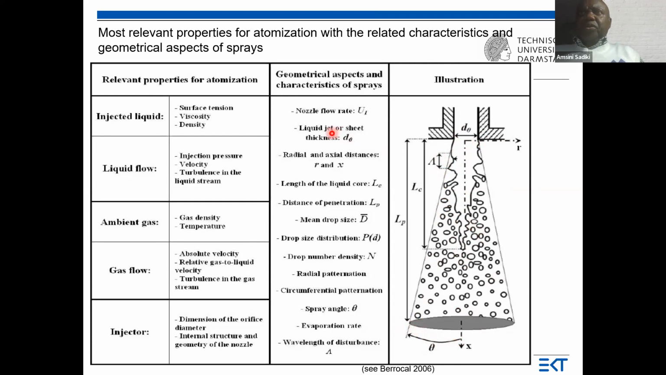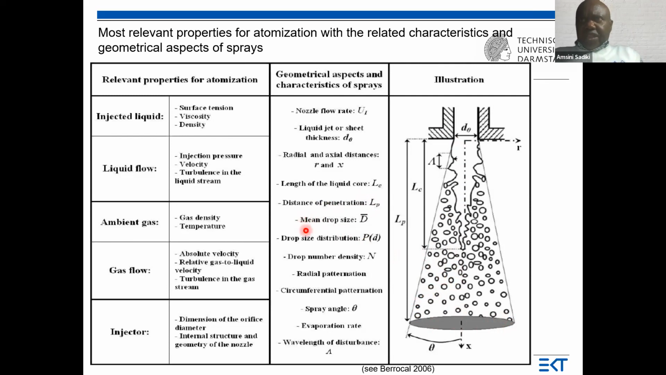So this means we have first the nozzle flow rate, we have the liquid or sheet thickness, we have these two directions, we have the length scale of the liquid core, and we have the distance of penetration of our spray. It is the spray penetration length. It cannot be infinite because the particles somehow disappear. And we will show you exactly how we can calculate it when we have a calculation.